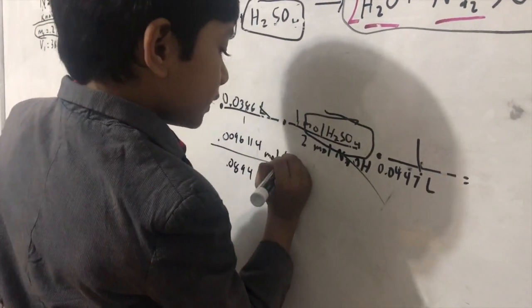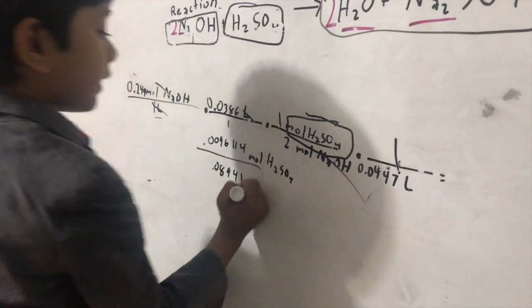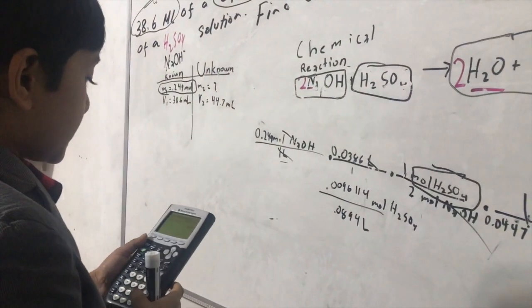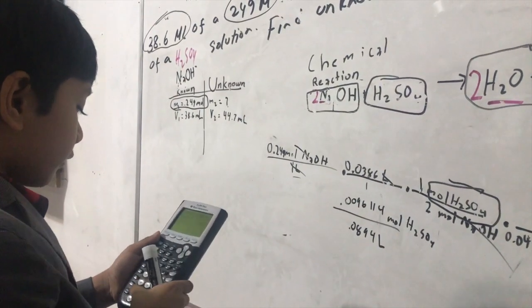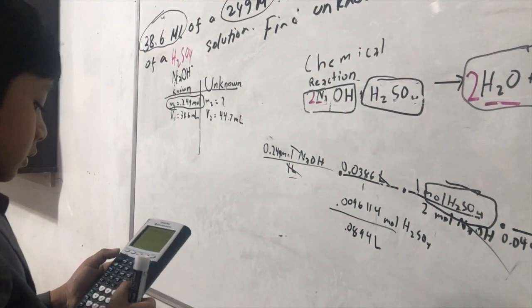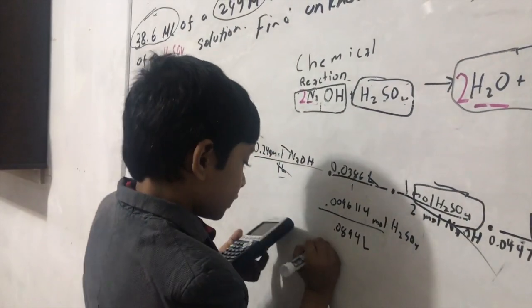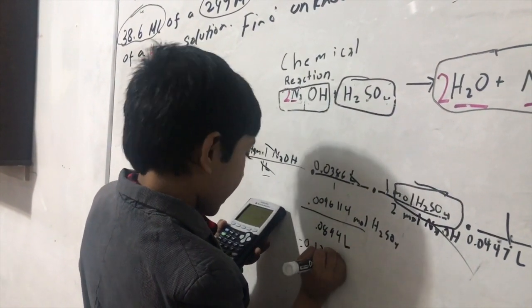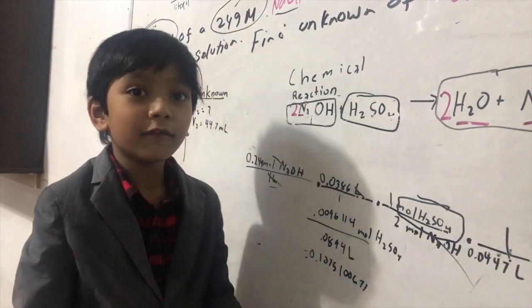Okay. Now 0.0096114 divided by our answer is 0.1075100671.